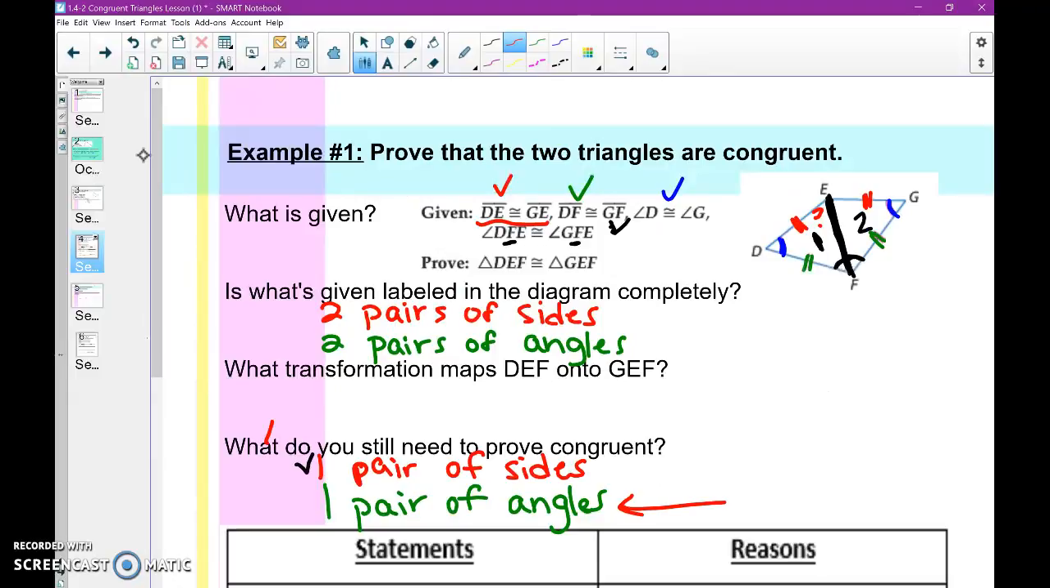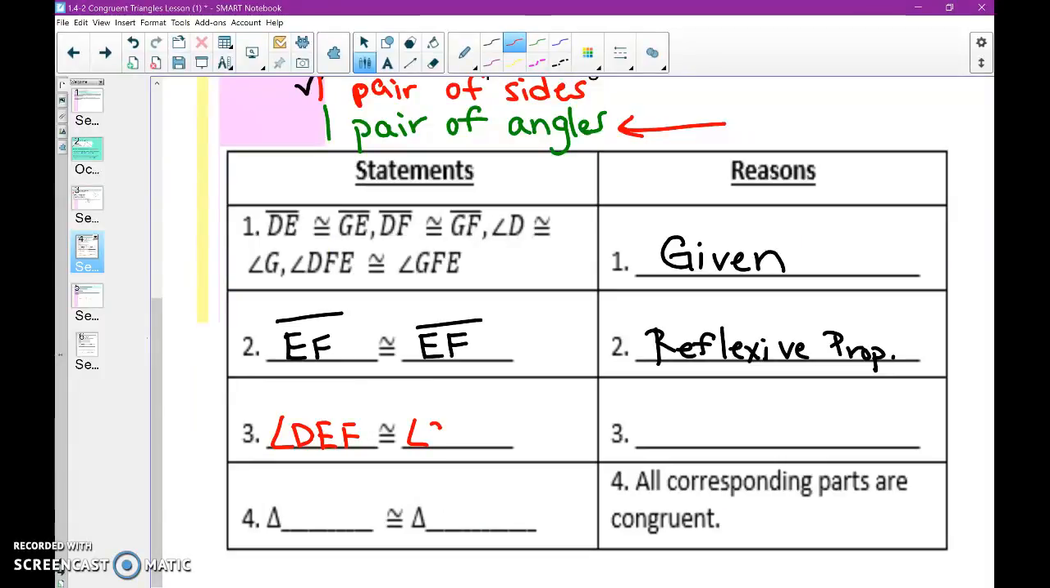Okay, and then the only other angle in the second triangle that hasn't been named is this spot, right next door to it. And again, E has to be in the middle, so I'll call it GEF. So why are those two things congruent?